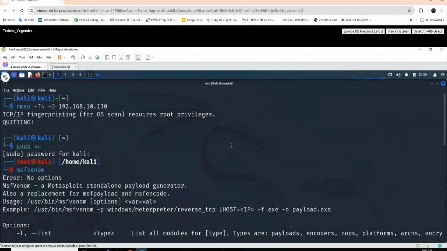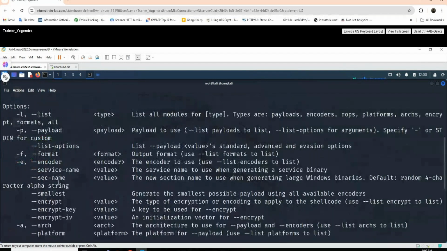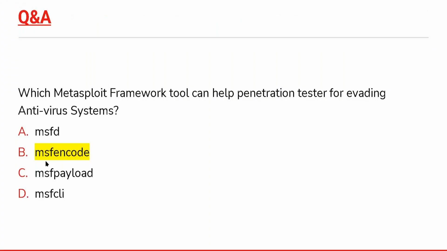Previously, in my other, earlier version of Kali, we were having the msfpayload itself and the msfencode, but nowadays this msfvenom is a replacement for both of the options. With the help of that, we will be able to encode our payload so that it will be able to bypass the inline defenses. So the correct answer for that is msfencode.